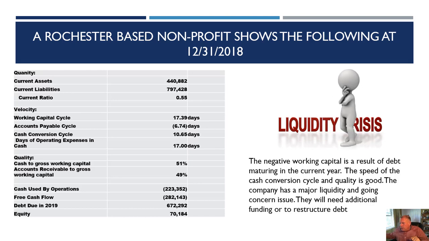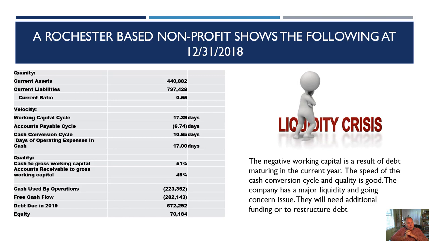Let's take a look at a Rochester-based nonprofit that shows the following as of 12/31/2018. Current assets, 440,882. Current liabilities, 797,428. .55 is the current ratio.